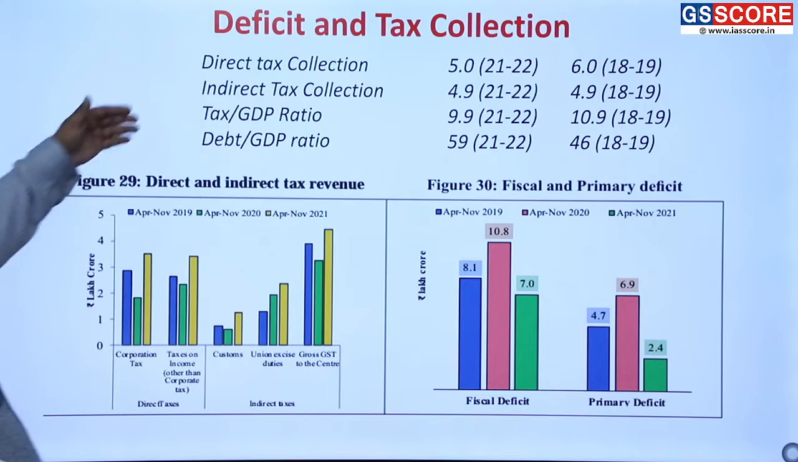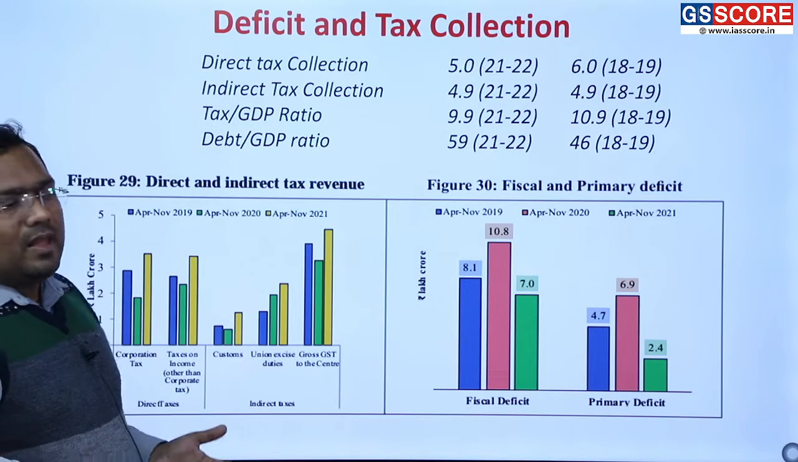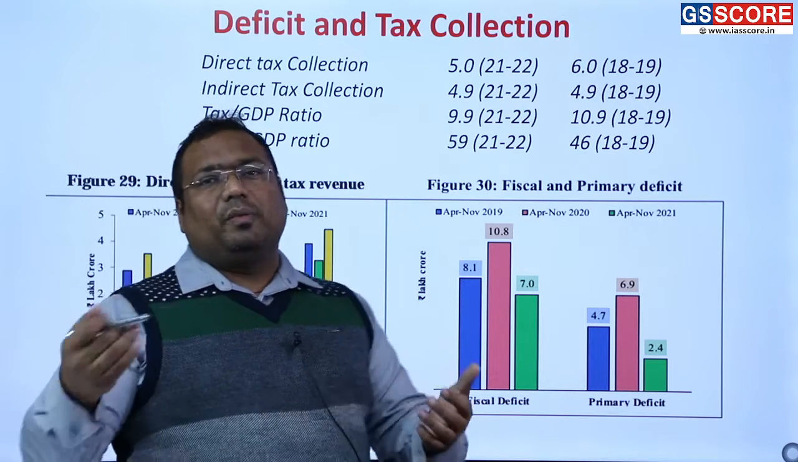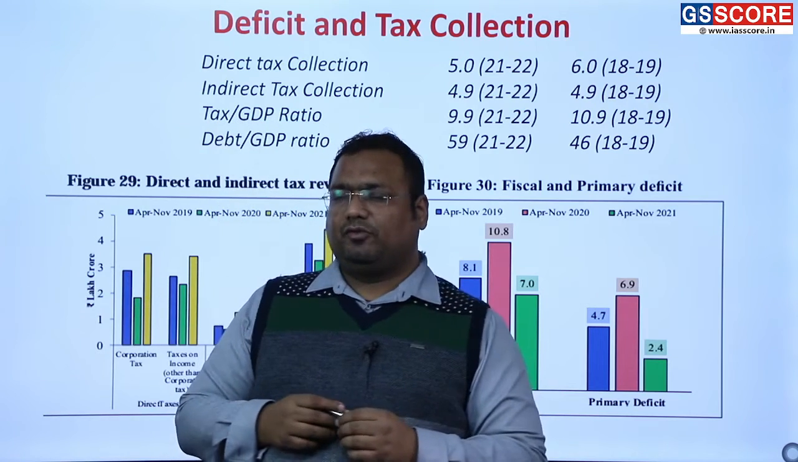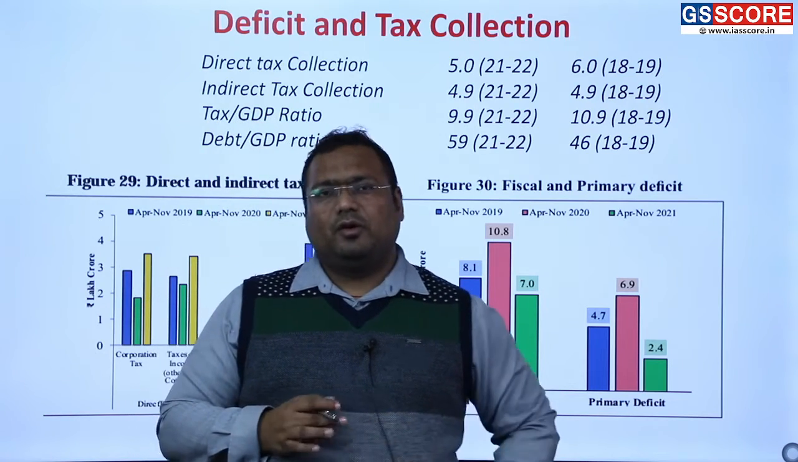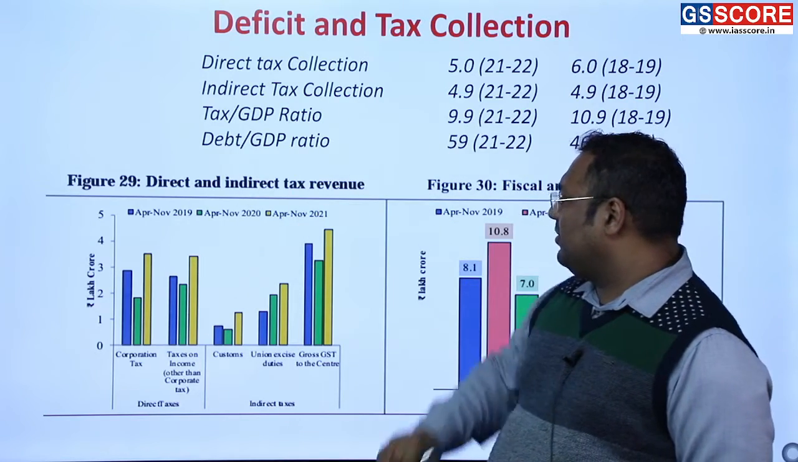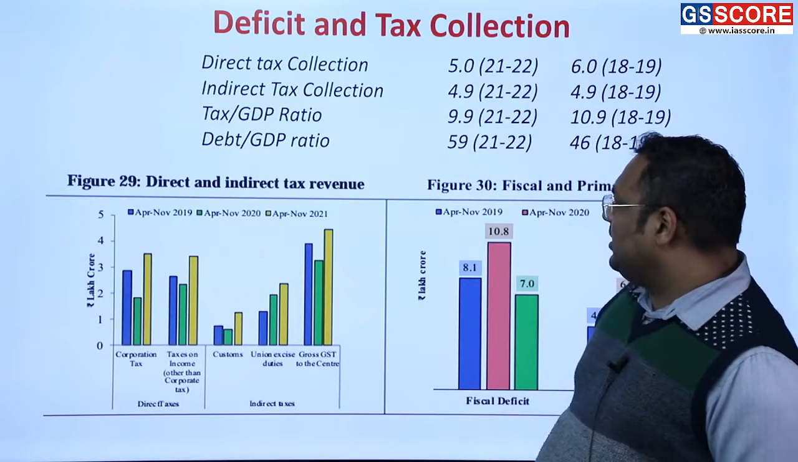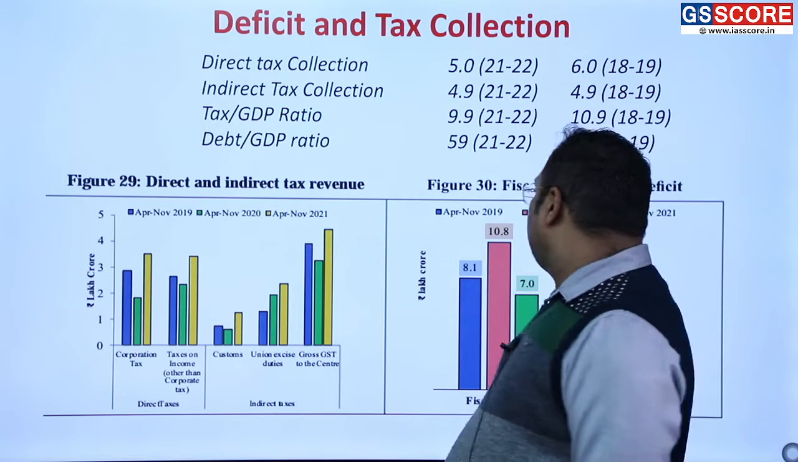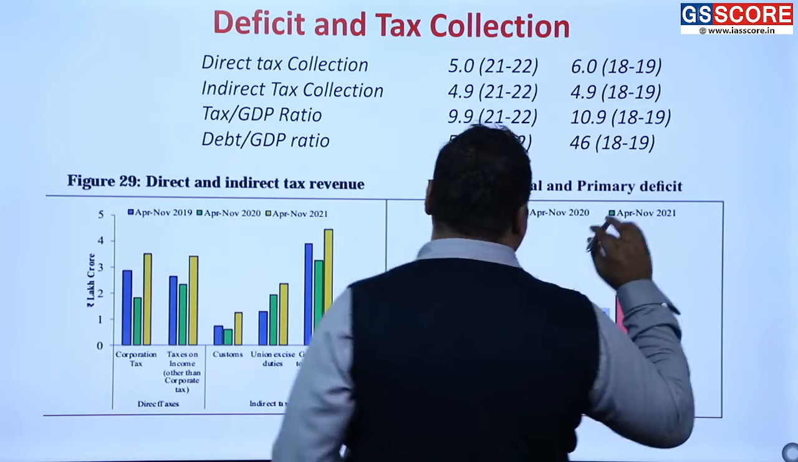Now, tax collection definitely affects the deficit, because if tax collection is low, the government has to take a loan to meet its expenditure. And that is something that we need to look at here: how tax collection has affected our deficits. Since tax collection has decreased meanwhile, let us look at how much deficits have changed.